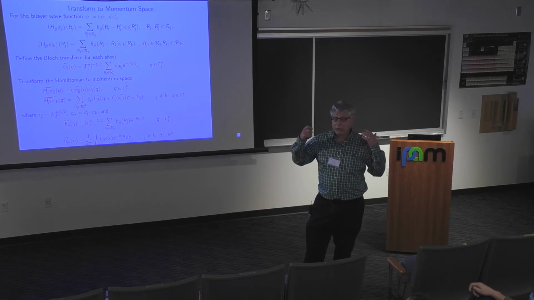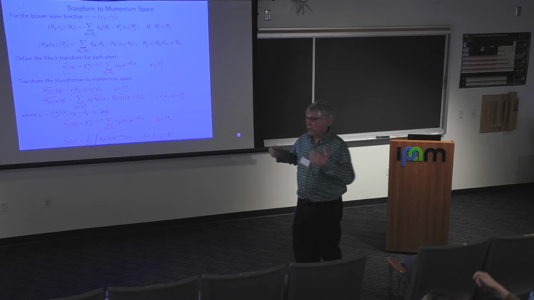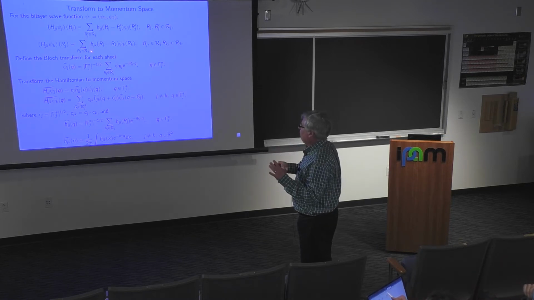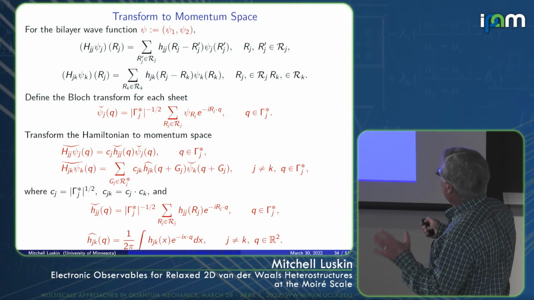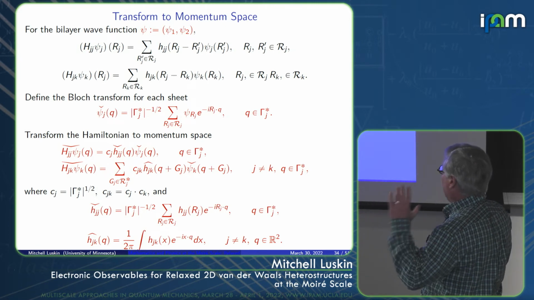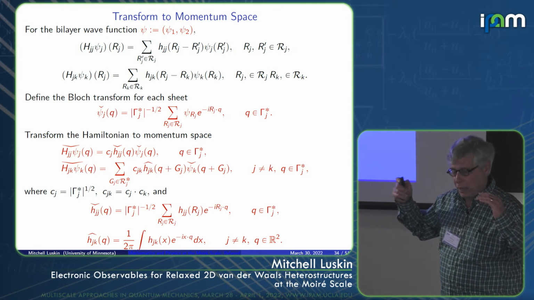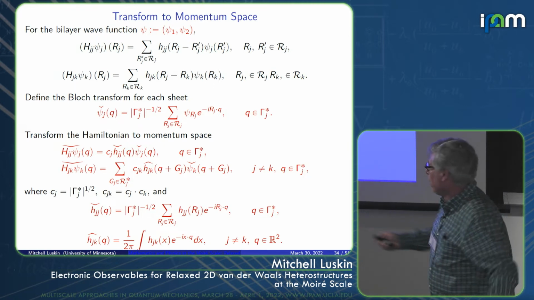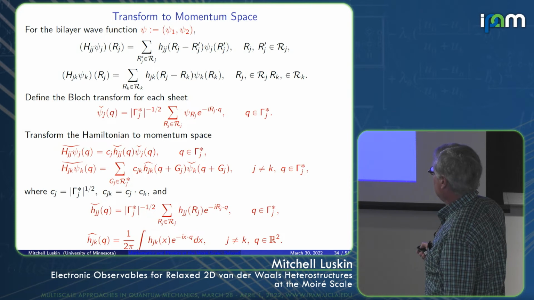But of course, what we really need is a mathematical model, and there we use the Bloch transform on the coupled system. Here's the real space model with our hopping functions. Here's our bilayer wave function. We define Bloch transforms, and then if you didn't have any interlayer interaction, it would simply be two periodic problems, and you could diagonalize each of them. That's just what this is.